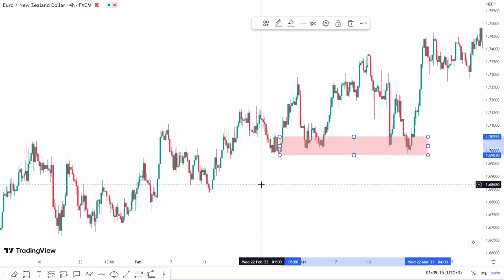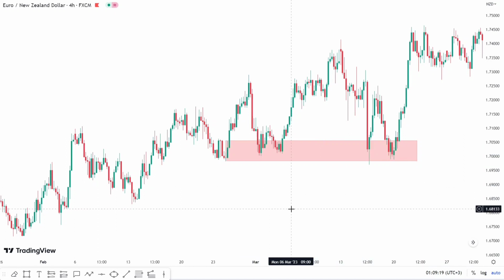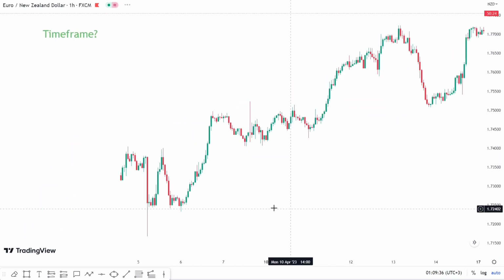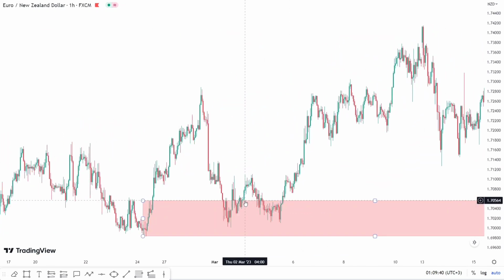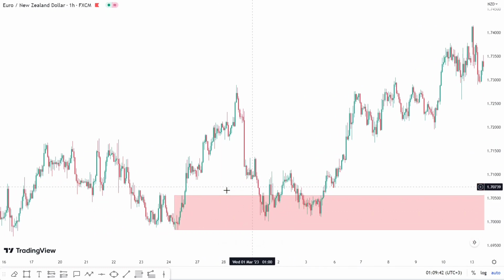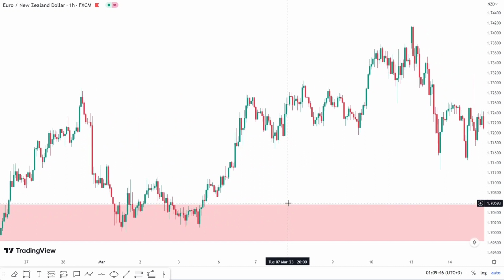But then remember, all my entries I use the 1 hour. There's no negotiating according to my style. All my entries are 1 hour. So I could get the zone using the 4 hour or daily time frame, whatever, but the entry, the confirmation, must be on the 1 hour. So let's go and narrow down to the 1 hour and see how the market behaved at that point in time. The zone, you can see it now, but we did identify it using the 4 hour.